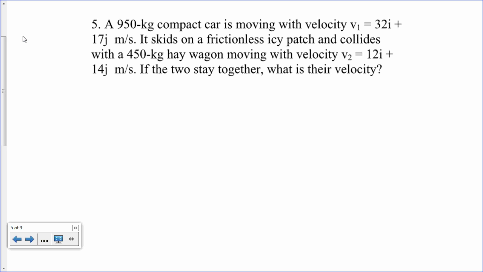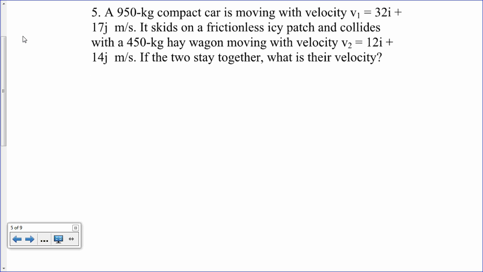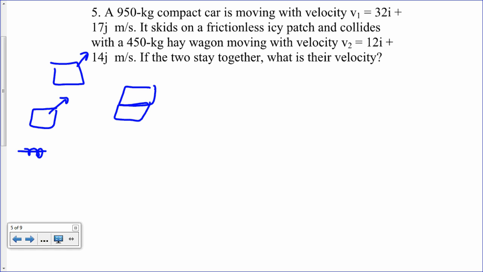All right, a 950 kilogram compact car is moving with velocity. It's given. It collides with a hay wagon, and they stick together. All right, so my car is moving sort of in this direction. The hay wagon is also moving in that direction. But then they stick together, and they become one body, and we want to know what is the velocity that they're moving at. So this is a simple, although two-dimensional, conservation of momentum problem.